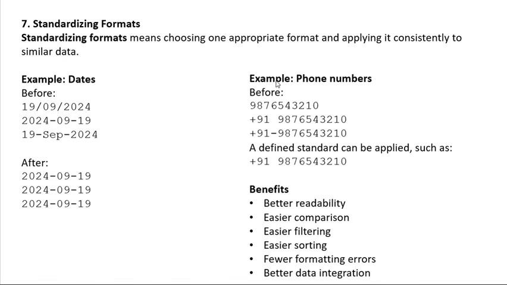Another example is phone numbers. Before, the phone number is given as a continuous 10 digits. A standardized format looks like a plus sign, then 91, the Indian country code, then a space, and then the 10 digits. The benefits are better readability, easier comparisons, easier filtering, easier sorting, fewer formatting errors, and better data integration.